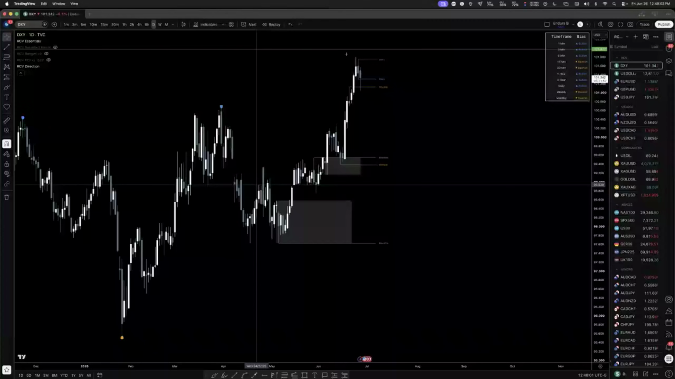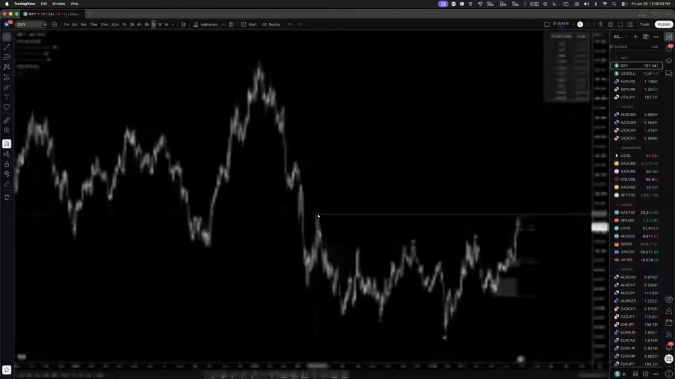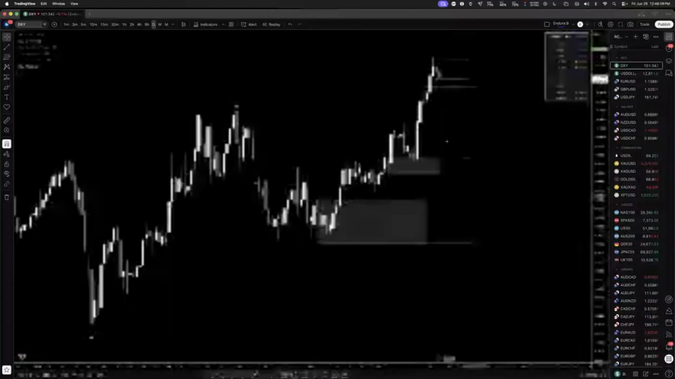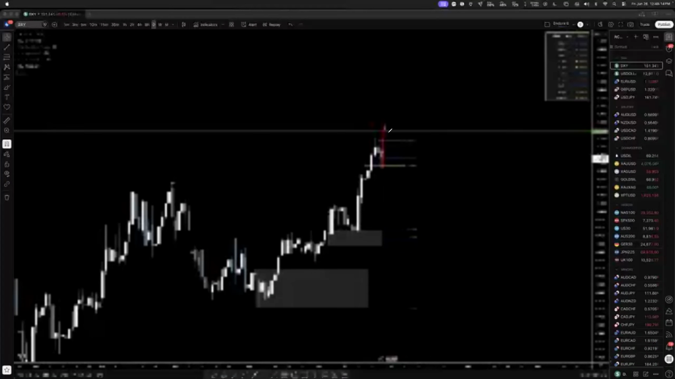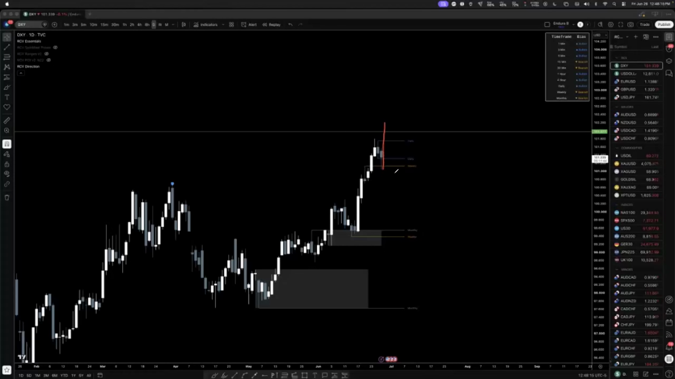You know what I mean? Because this is a high from May 2025. If this is to sweep and start coming lower, then that provides an opportunity, from an intraday point of view, to trade short, obviously with caution.